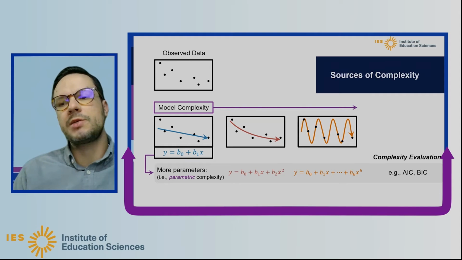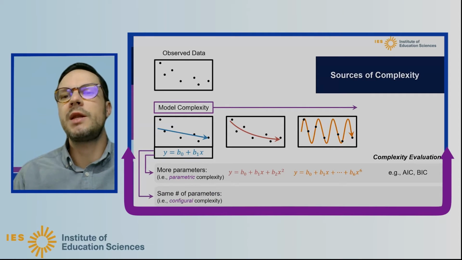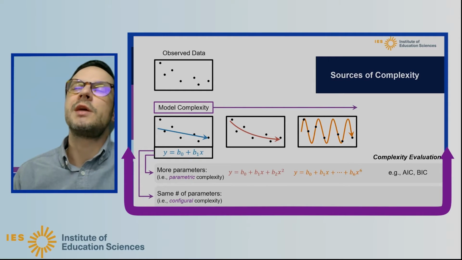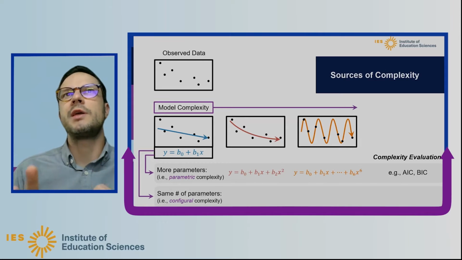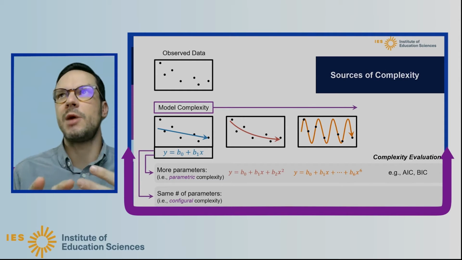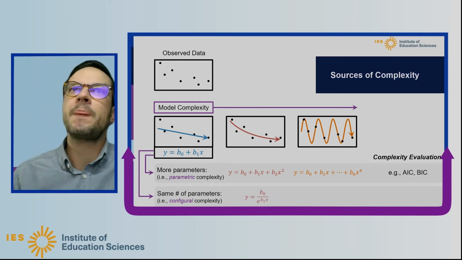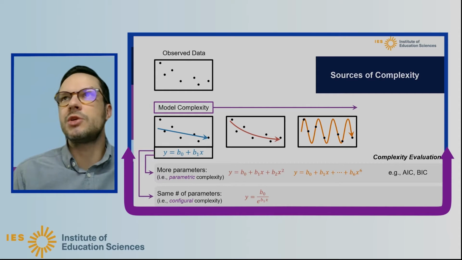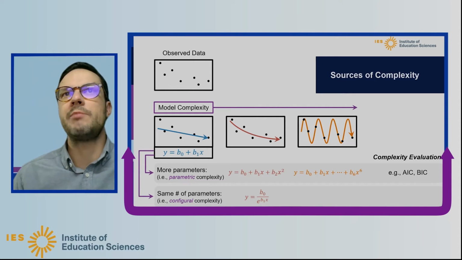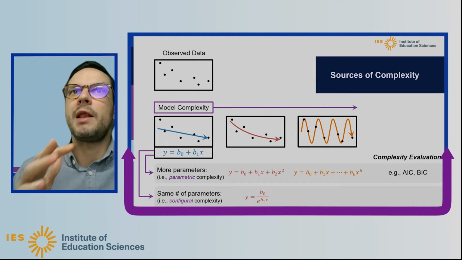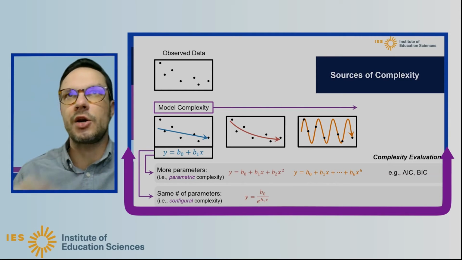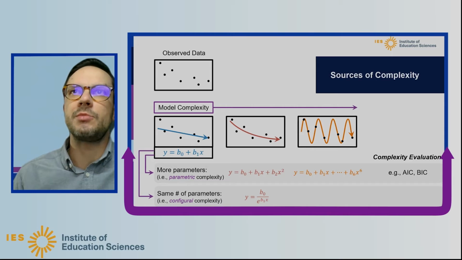However, it's not just the number of parameters that is a source of complexity. We can increase the complexity while keeping the number of parameters the same. So we might call this configural complexity. By altering the configuration of the parameters in our model, we can change the complexity. So that middle function might be represented by this sort of exponential formula. We still only have a b0 and a b1, two terms that are estimated, two parameters, but this function would be better at fitting data that look like this curvilinear trend than the simple linear regression model would.